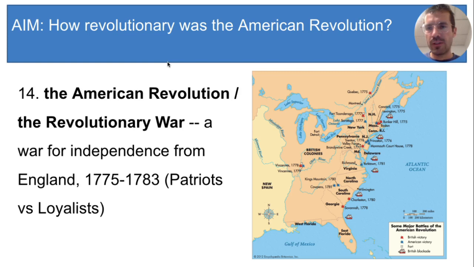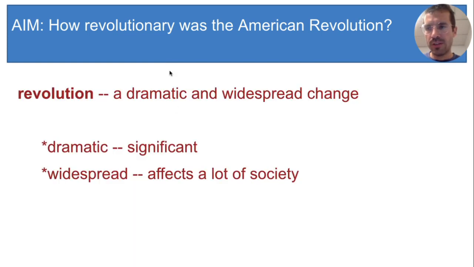Let's focus on this term, revolution. A revolution is an event that causes dramatic and widespread change. Take a look at those two words. Dramatic means significant or big. Widespread means that it affects a lot of society. So, a revolution should have big changes that affect many people.